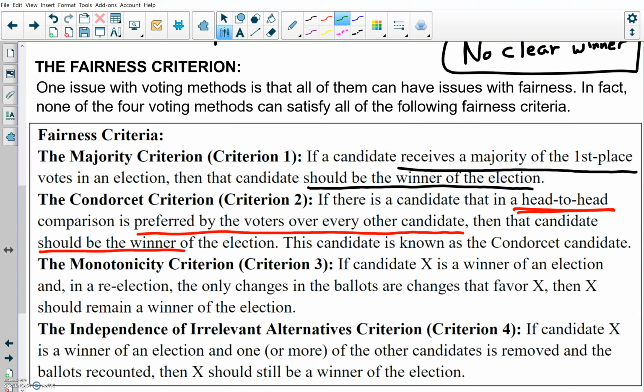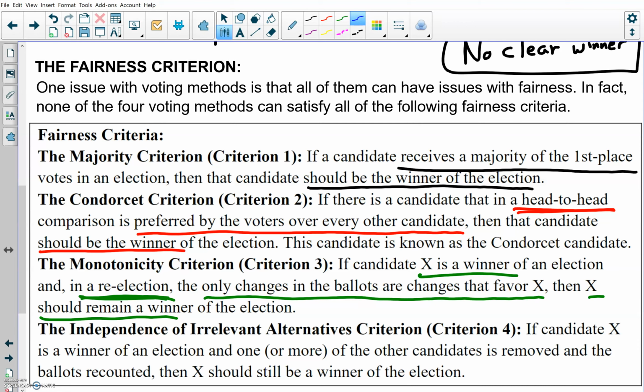Monotonicity. Mono, same, tonicity, or tone, you're looking at like the same tone, so you should be seeing the similar results basically. Candidate X is a winner of election, and then a re-election happens. This is a key word here. Something that tells you that an election was done again. The only changes are changes that favor X. Then X should remain the winner. X is a winner, a re-election, only things that favor X happened in the re-election, X should remain the winner. If they don't, monotonicity is violated.